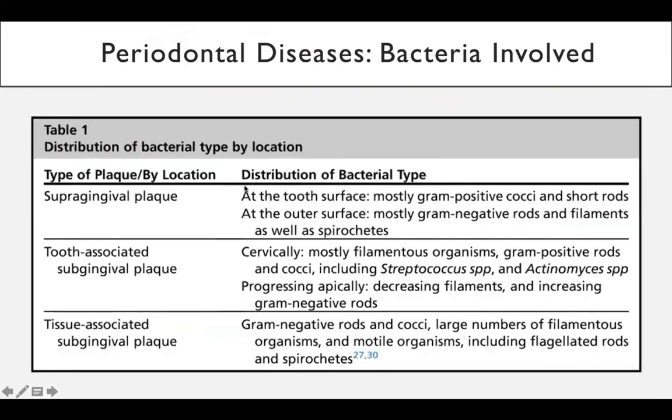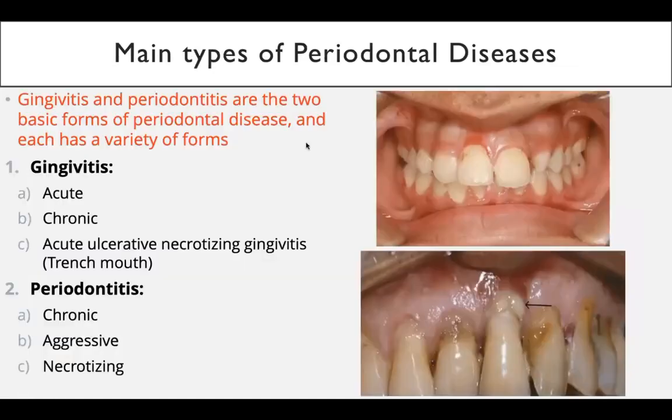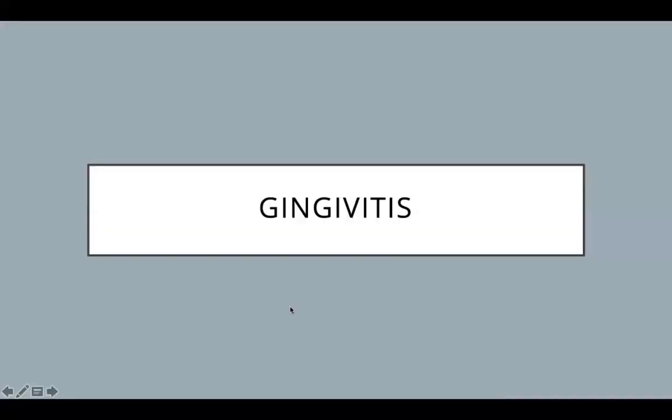This is the distribution of bacterial types. More toward the surface of the tooth, there are gram-positive bacteria, and more toward the lower side, deep, we had gram-negative bacteria. Then we said there are two main types of periodontal disease, gingivitis and periodontitis. Gingivitis was classified into acute, chronic, and acute necrotizing ulcerative gingivitis, also known as French mouth. And periodontitis was chronic, aggressive, and necrotizing.